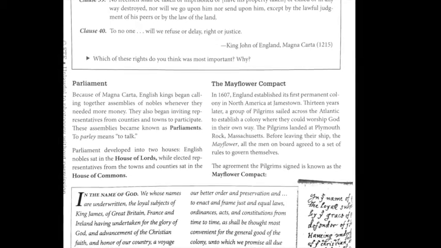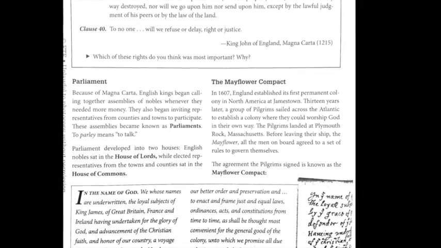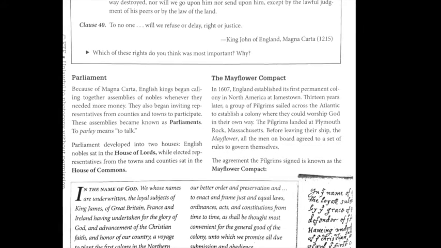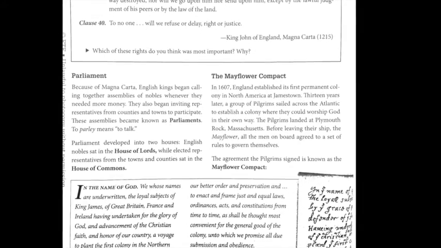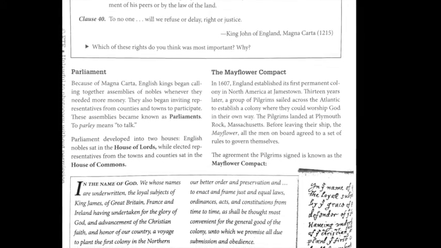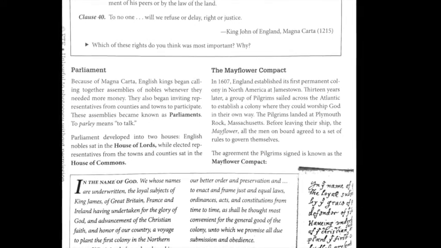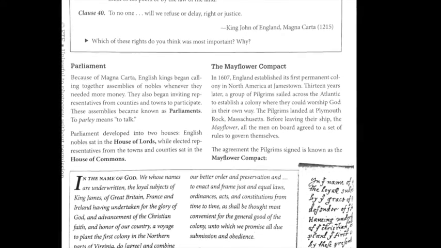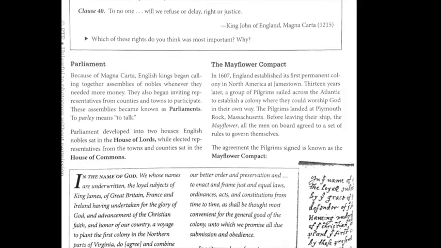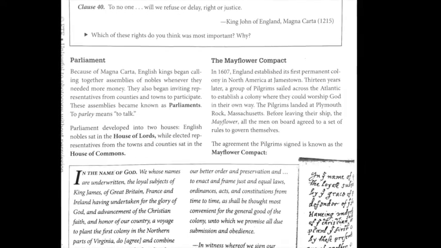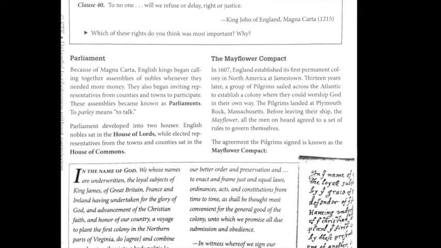I want you to go back and underline that sentence right above that one. It said, before leaving their ship, the Mayflower, all the men on board agreed to a set of rules to govern themselves. This is why the Mayflower Compact is important, because it's the first time where everyone gets together and makes up a list of rules and agrees to follow the rules instead of agreeing to follow a king and have the king just tell you the rules. They're making a list of rules together, voting on them, and then all signing them, saying, yes, we will follow.